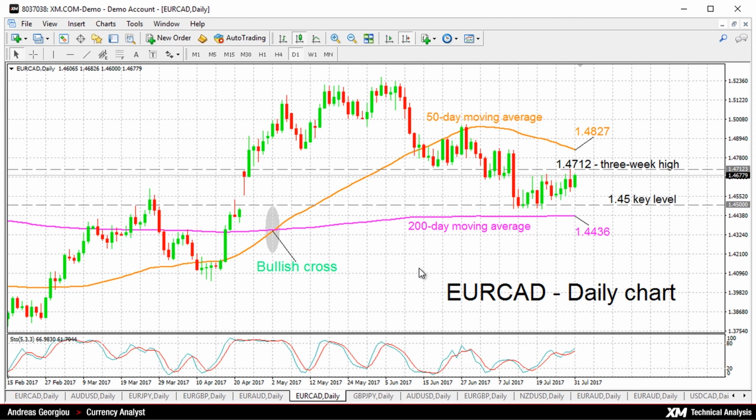The medium-term picture for this pair is similar to the previous one. It is predominantly bullish given the overall uptrend since the start of the year, while the pair also recorded a bullish cross on May 1st when the 50-day moving average line crossed above the 200-day moving average line.